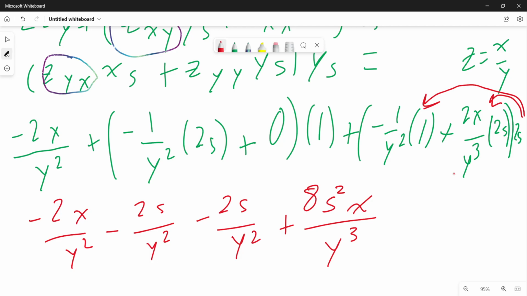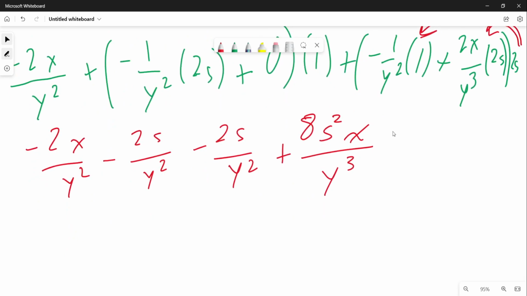Oh, y squared's everywhere. That's good. Yeah, okay. I made a mistake when I was doing this in my notes earlier. I left out a y squared somewhere, and it made it not work out right. All right.